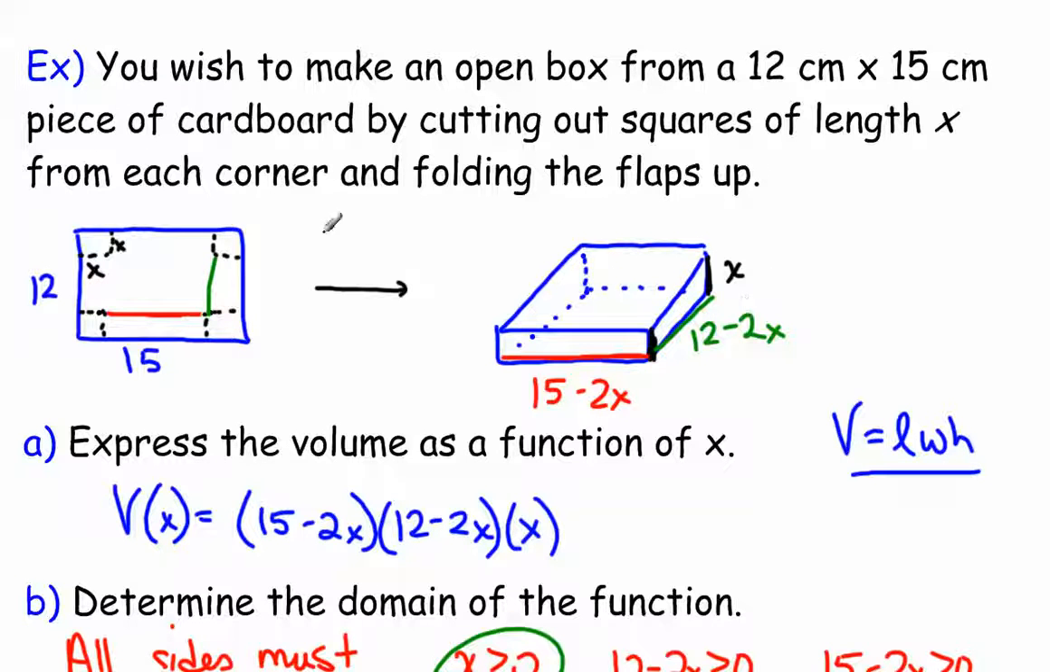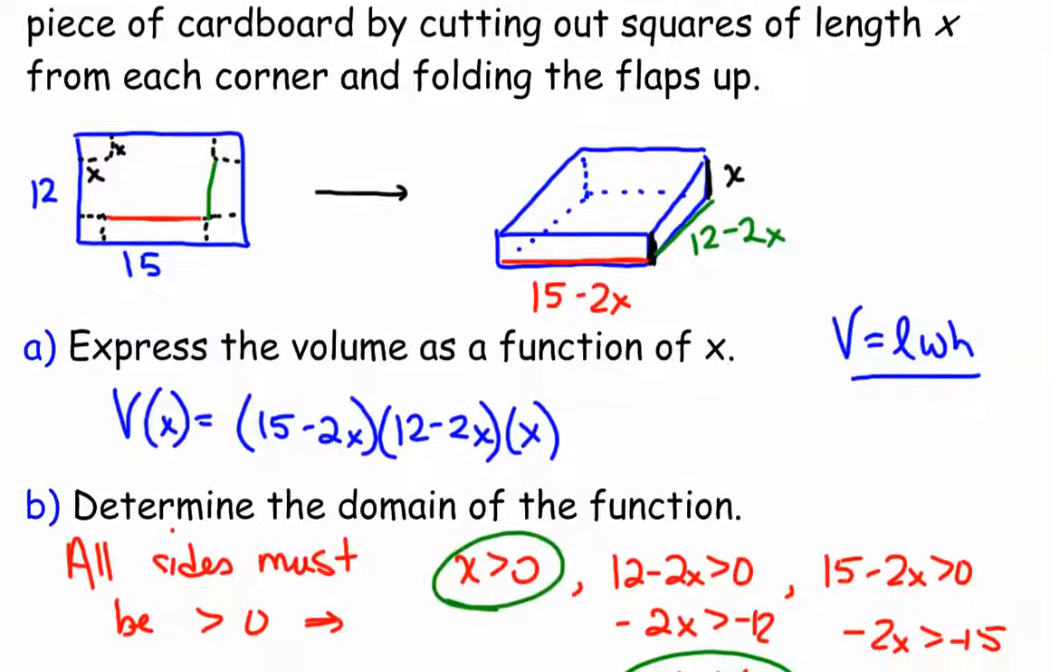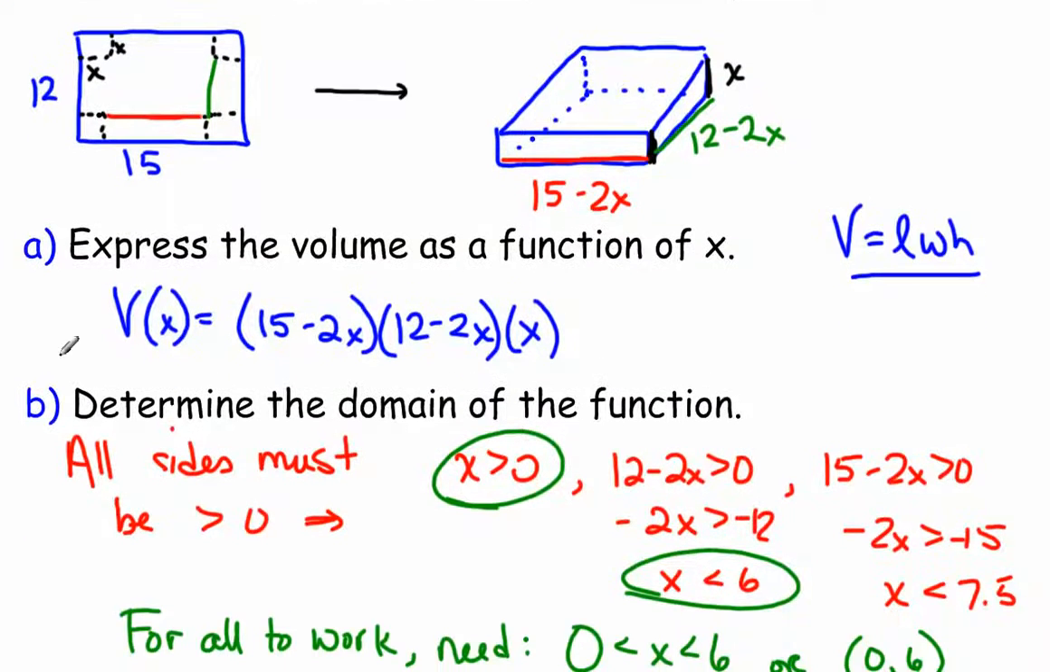Now the first question is, can we express the volume as a function of x? Well, of course, it's length times width times height. So we just simply take V of x using function notation. Volume as a function of x is equal to the 15 minus 2x times the 12 minus 2x times the x. Now I don't have to multiply this out. I can just leave it. If you wanted to multiply it out, you'd FOIL and then distribute your x.